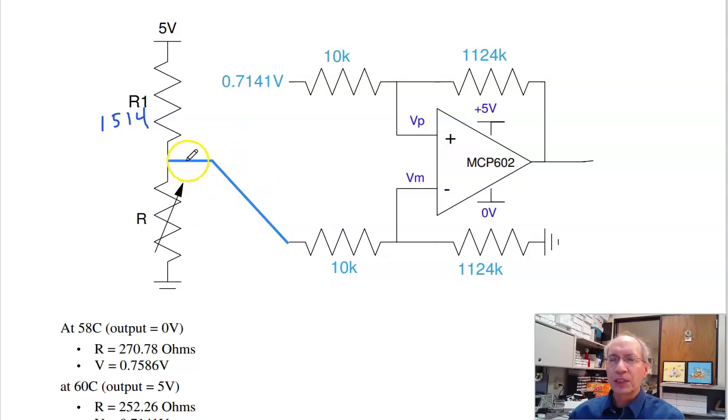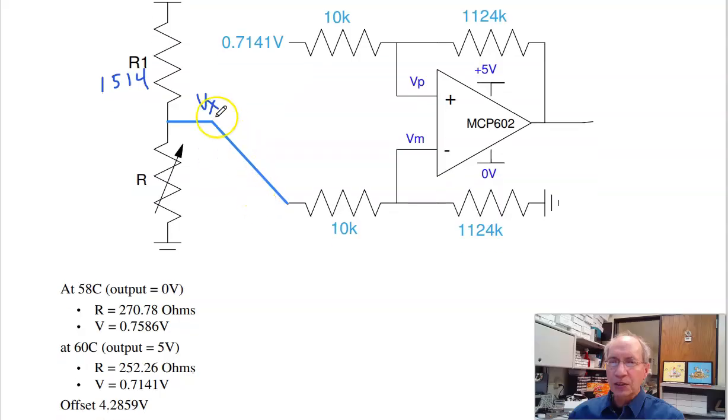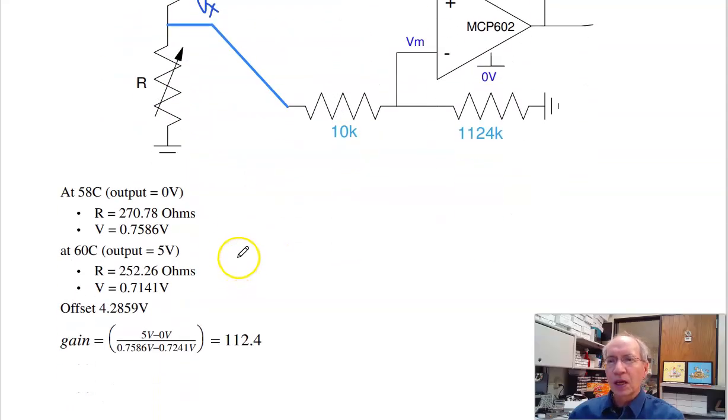At 1514 ohms, the voltage right here is going to be R over R1 plus R times 5 volts. I should get 0.75 volts and 0.71 volts. So at 0.71 volts, it turns on. At 0.75 volts, it turns off.